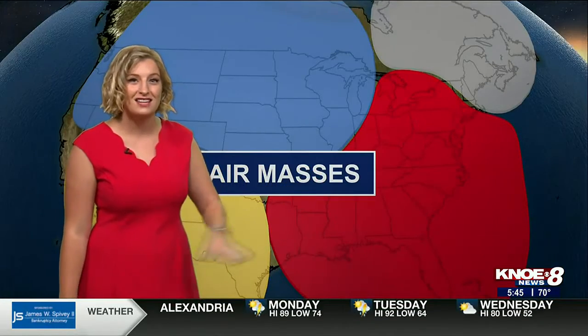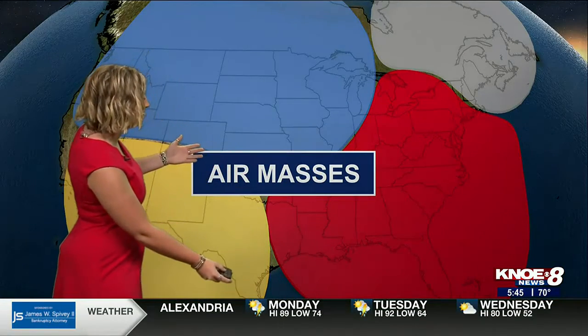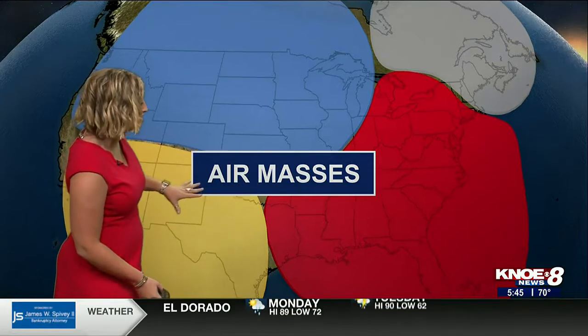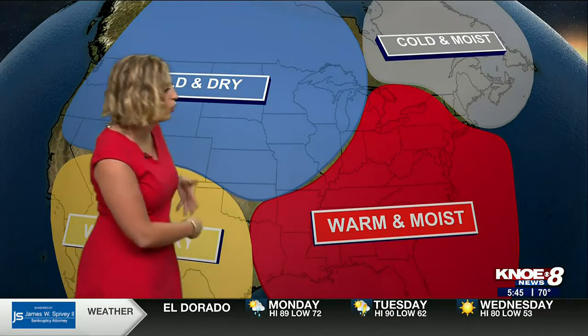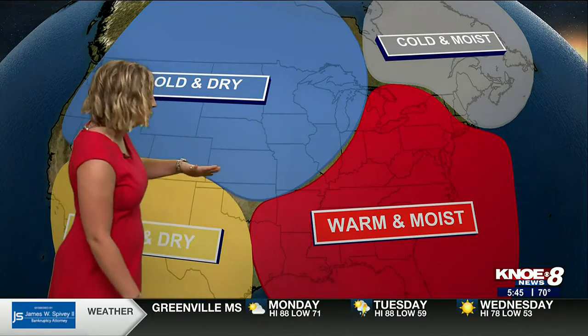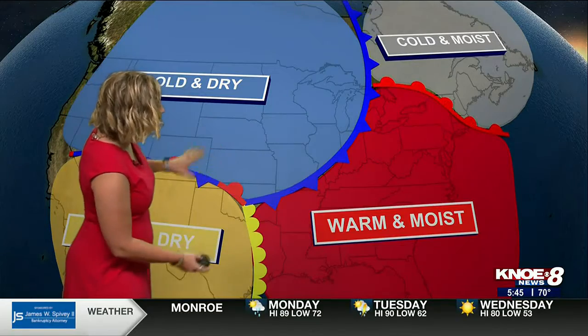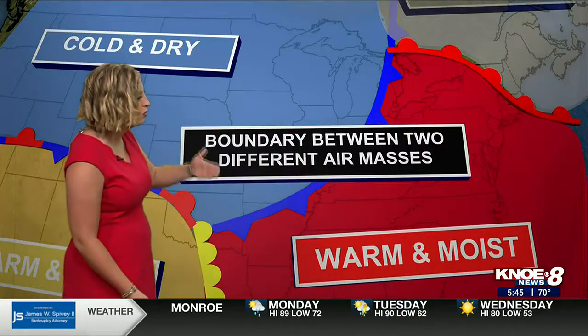in our forecast. Basically, across the United States at any point in time, we have all of these different air masses. Different types of air. We have cold and dry air, warm and moist air, warm and dry air, and cold and moist air. Where these systems start to collide is where we see fronts form. They're basically the boundary between two air masses.